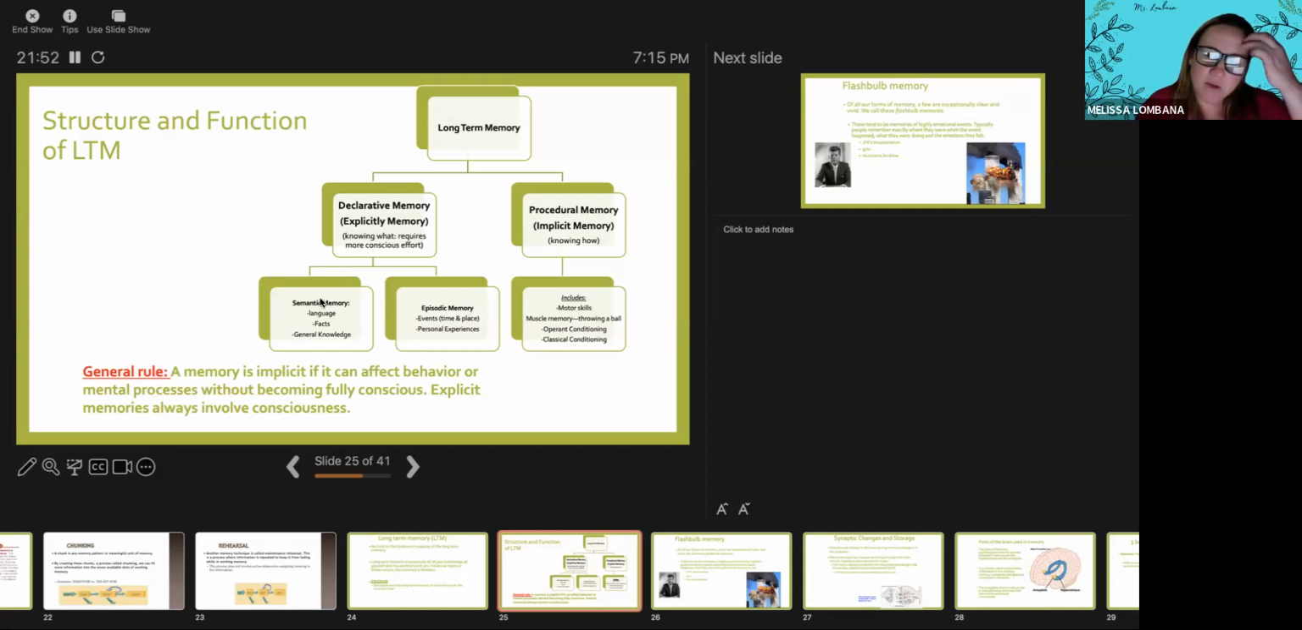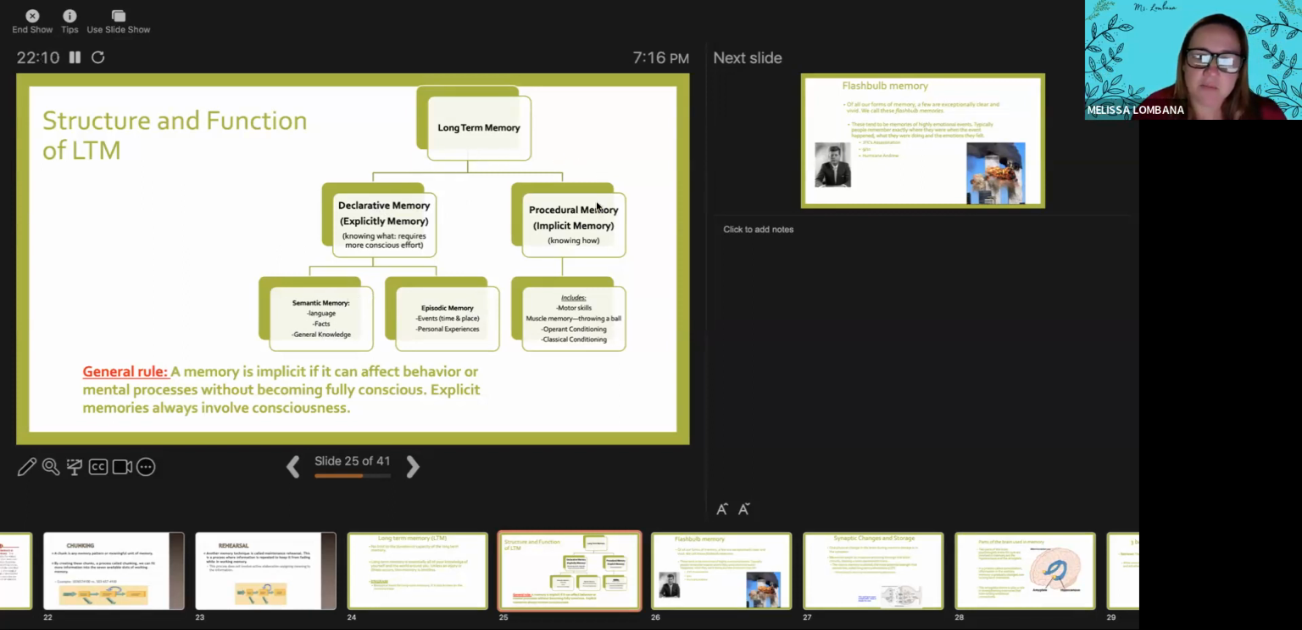Semantics, and just a way to remember it, semantics means meaning. So it's exactly what we try to do with any type of facts, things you learn in school. We want to give it meaning, right? It's meaningful in school. So that's explicit and declarative.